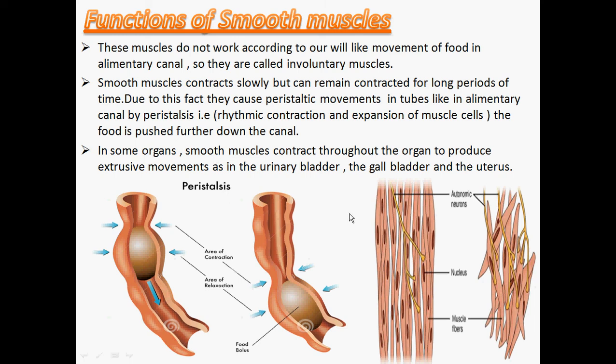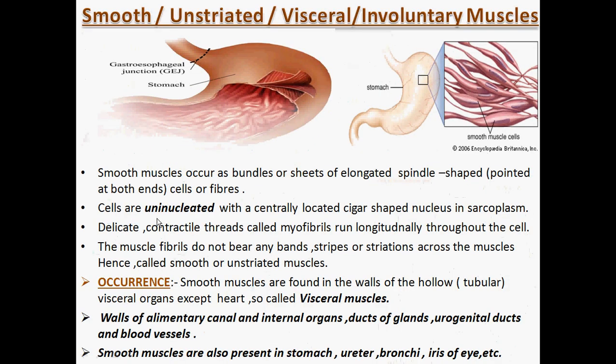Please note it down. You have to make this particular figure of the spindle shaped cells in the form of bundles. If you feel like, you can draw this figure also for your understanding. And the smooth muscles are uninucleated, and specifically they do not contain any bands or stripes. That is why they are named as smooth muscles. And the actions performed are not according to our will. That is why they are named as involuntary muscles, and they are present in internal hollow tubular visceral organs. That is why they are named as the visceral muscles also.